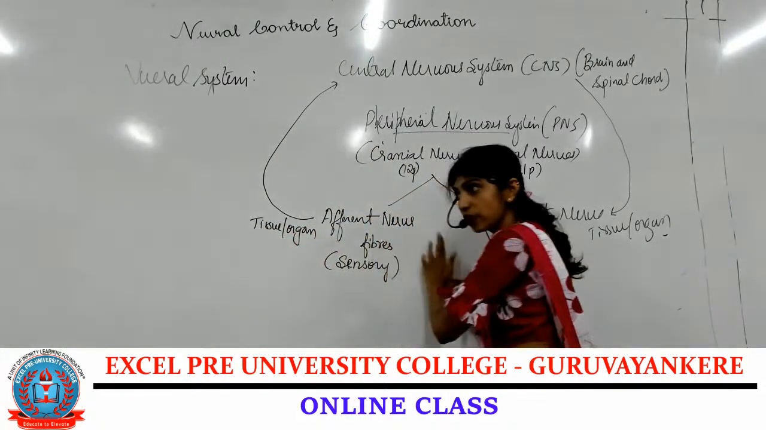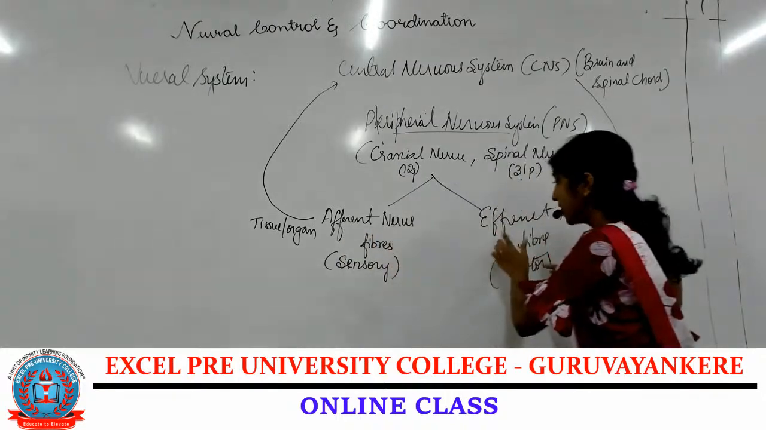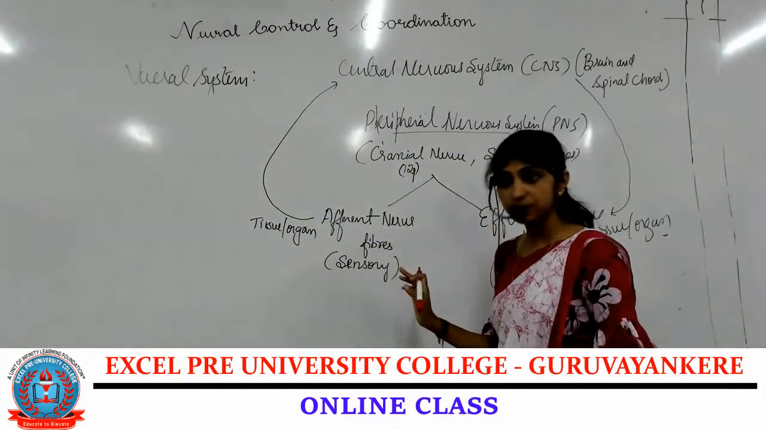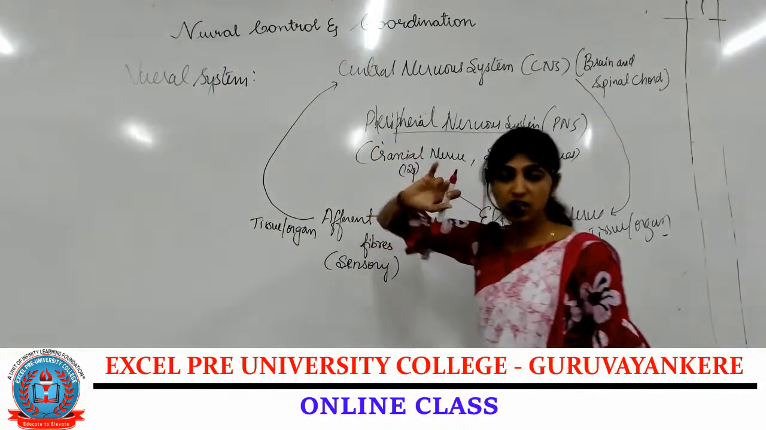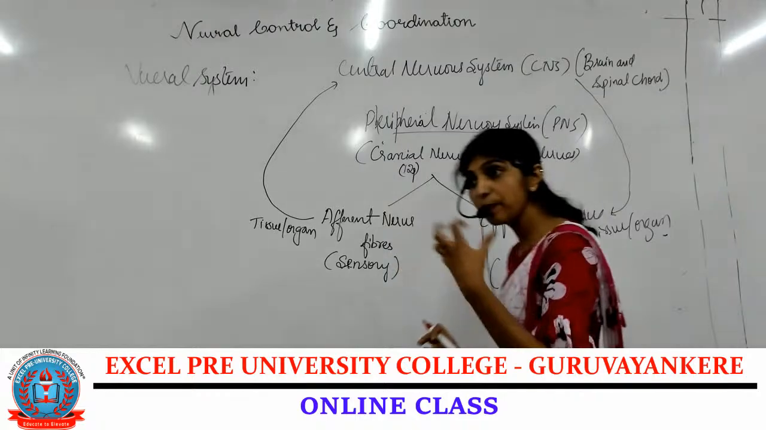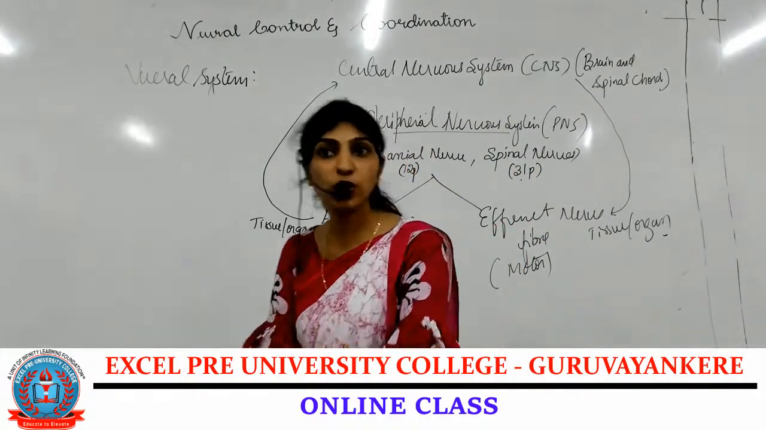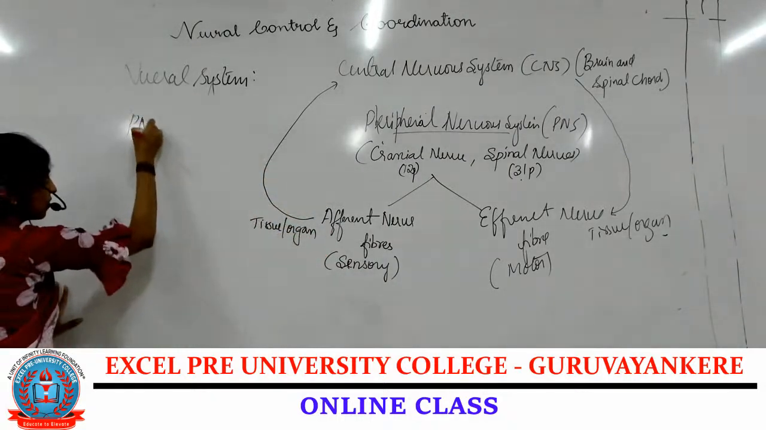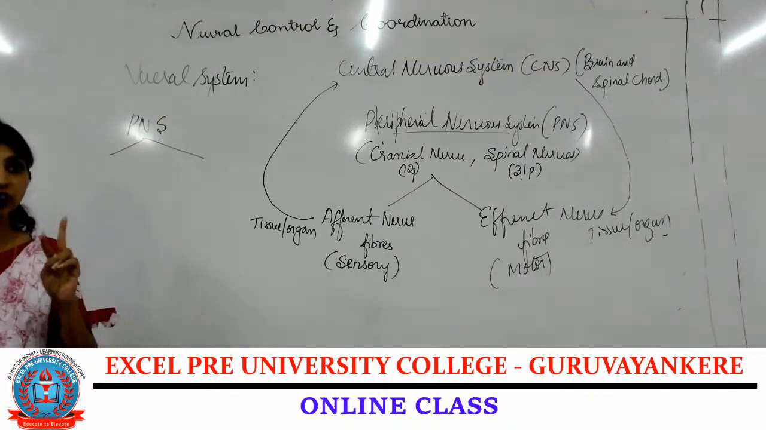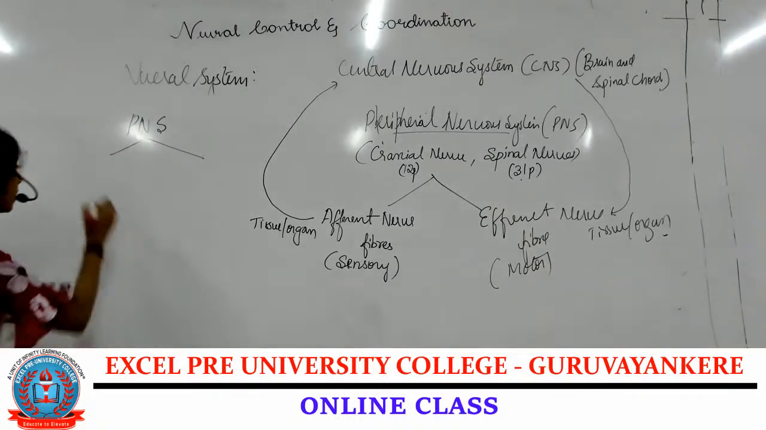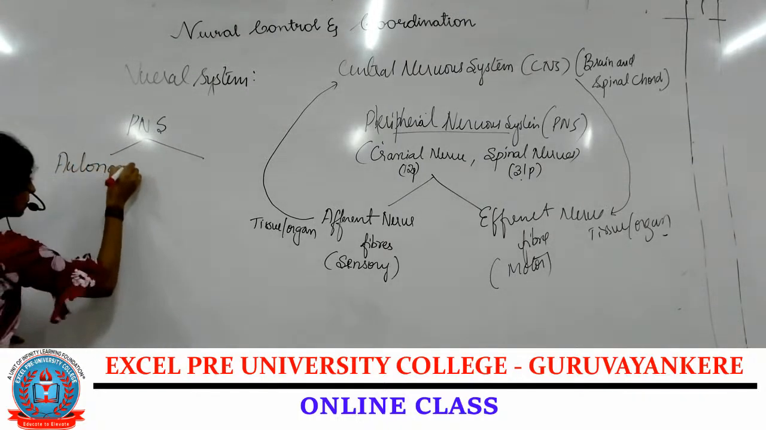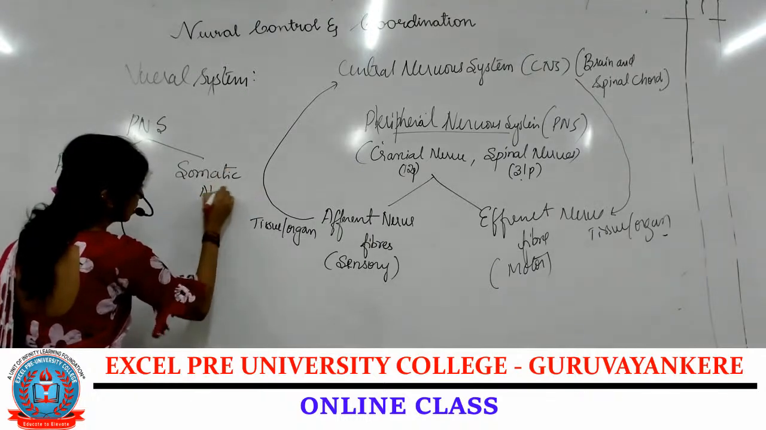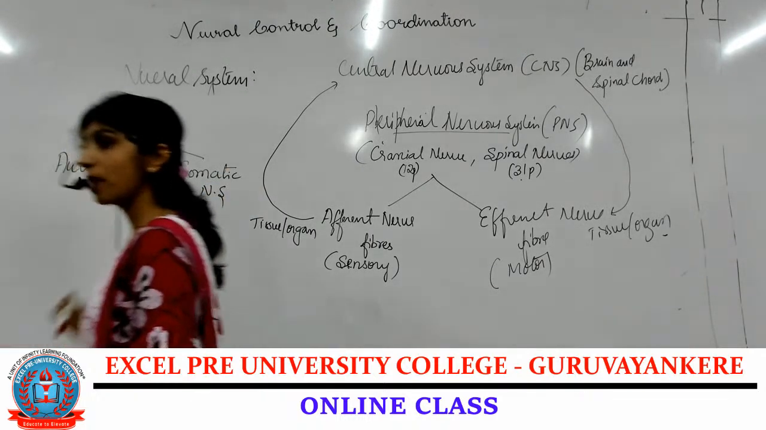We have two types of nerve fibers: afferent nerve fibers and efferent nerve fibers. Afferent nerve fibers carry the signal from the tissue or organ to the central nervous system. Efferent nerve fibers bring the information back from the central nervous system to different parts of the body, tissues or organs. Our peripheral nervous system has two further divisions. They are classified as the autonomic nervous system and the somatic nervous system.